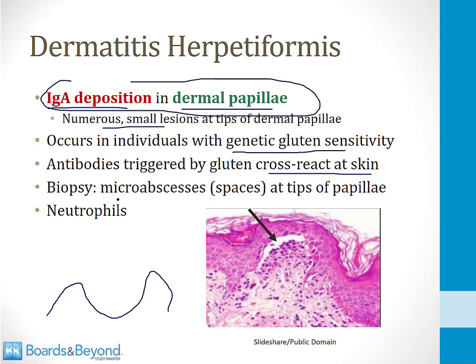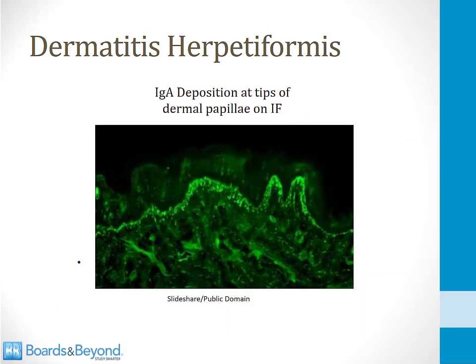On biopsy, what you see are microabscesses, which are really just spaces at the tips of the papillae. There's one shown in this picture here, indicated by the arrow, and in those microabscesses you can sometimes see neutrophils as well. On immunofluorescent staining, the hallmark is IgA deposition at the tips of the dermal papillae, so it looks like what's shown on the screen here. These bumps that are lighting up bright green are the dermal papillae, and this is immunofluorescence done for IgA, so that indicates there's IgA deposition in the pattern consistent with dermatitis herpetiformis.